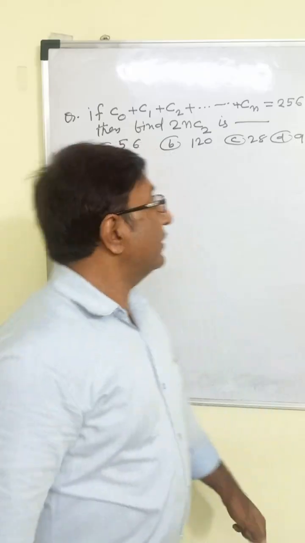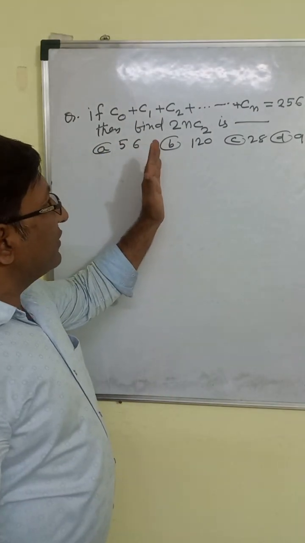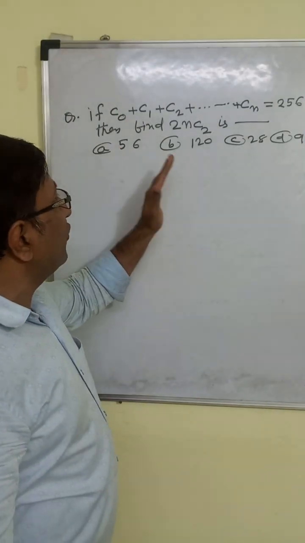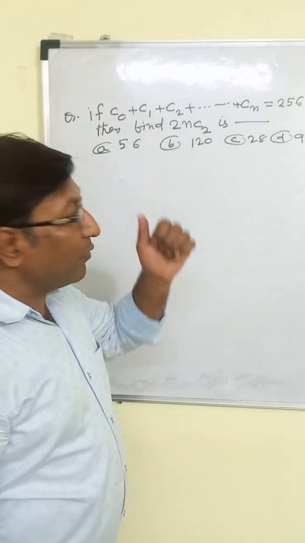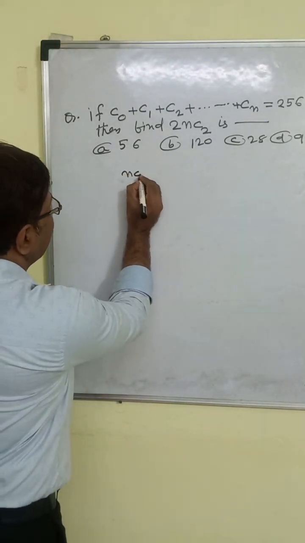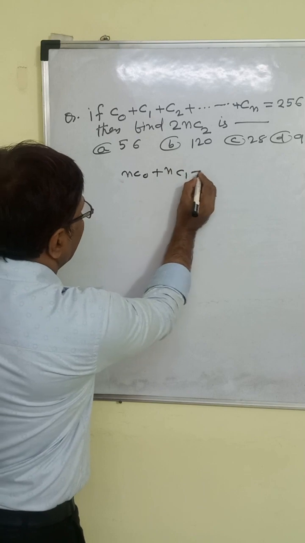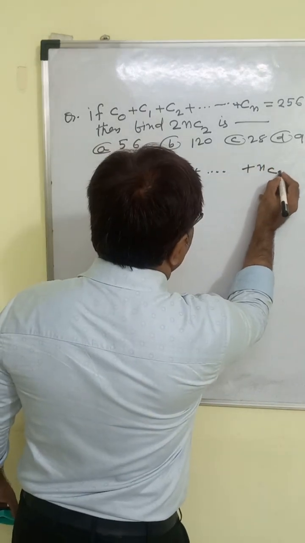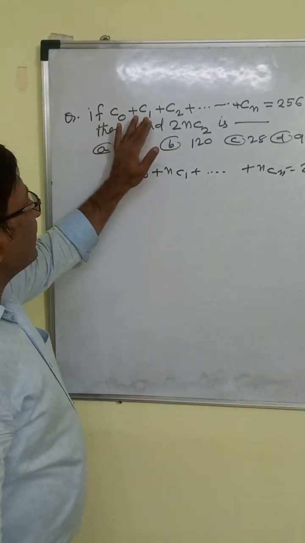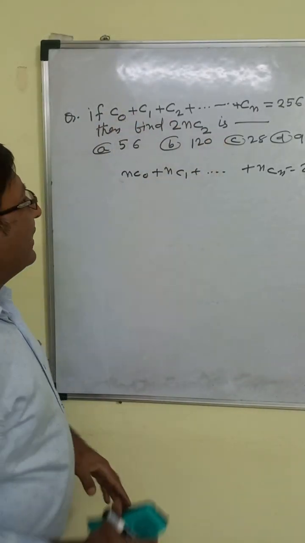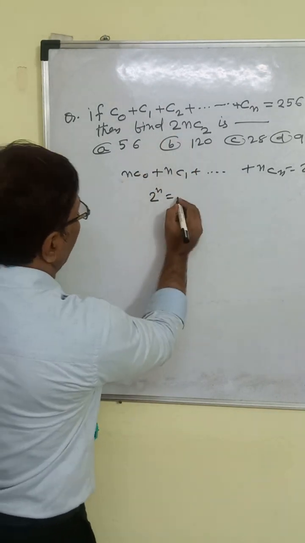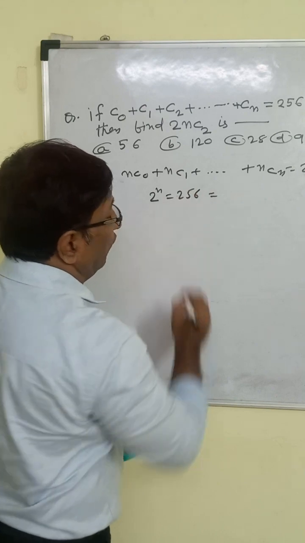Let us see the question. If C0, C1, C2 up to Cn are given as 256, then find 2nC2. So for this type of question, the simple technique is what? We know that NC0 plus NC1 up to NCN equals 2 to the power n. So here C0, C1, C2 to Cn, it is given that 2 to the power n is 256.